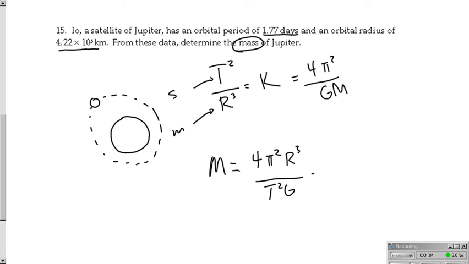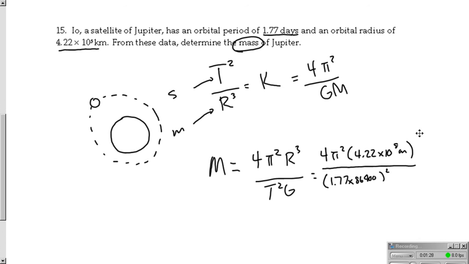G. And if we start plugging everything in, 4 pi squared, our R is going to be 4.22 times 10 to the 8th meters. And we're going to divide it by 1.77 days times 86,400 seconds in a day. We might as well just write it like that. 1.77 times 86,400. And we're squaring that. And I forgot that we were cubing this, and we're multiplying it by G down here. We end up with a mass of Jupiter of approximately 1.90 times 10 to the 27th kilograms.